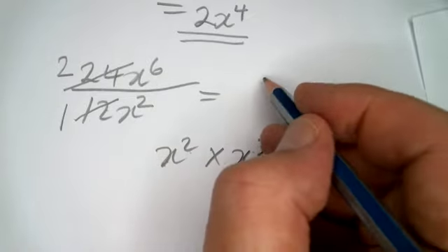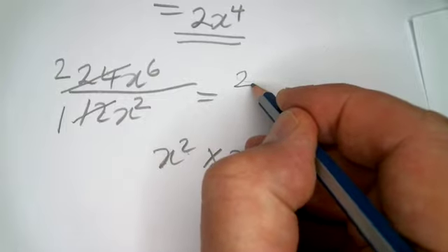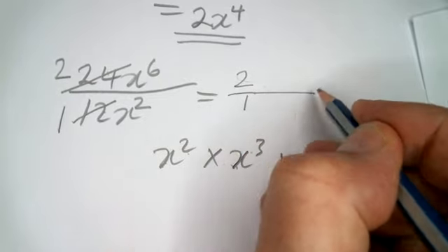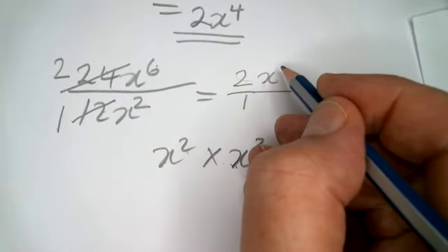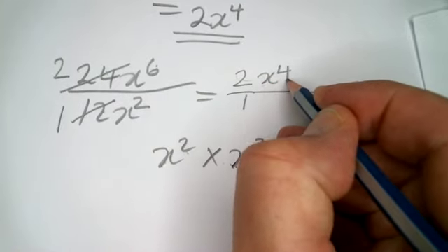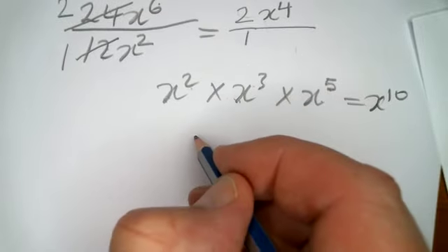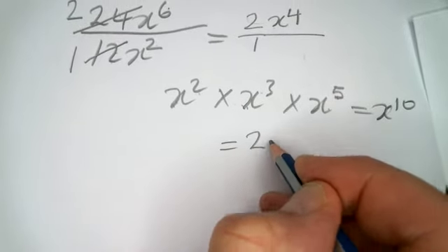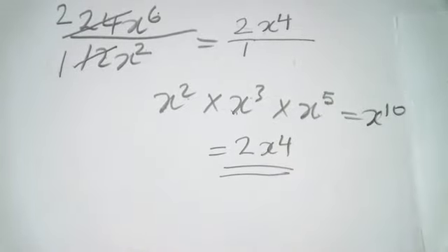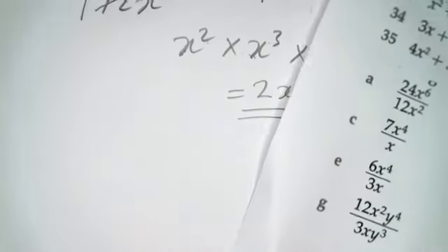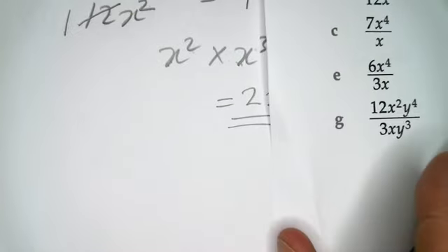So I could just rewrite this as 2 over 1, if you like. And then I've got x to the 6 minus 2. Well, 6 minus 2 is 4. So it's going to equal, I'll write it underneath here, 2x to the power of 4. So two different ways of doing the same thing. All right, let's take a look at one more. I'll do g. G looks rather exciting.